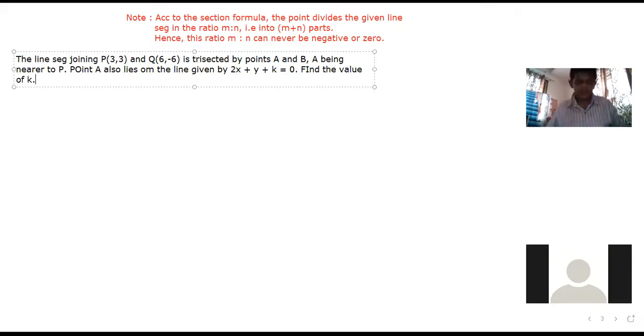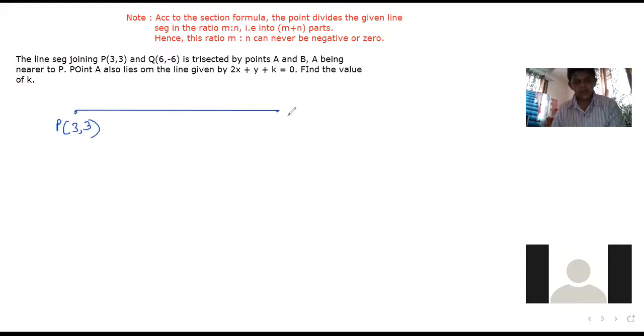Important question. See what they are saying. The line segment joining point P of 3 comma 3 and point Q of 6 comma minus 6 is trisected by the points A and B, such that A is nearer to P. Can I find the coordinates of A using the section formula? A is dividing PQ in what ratio? 1 is to 2. So using the ratio 1:2, can I get the coordinates of point A? Yes.